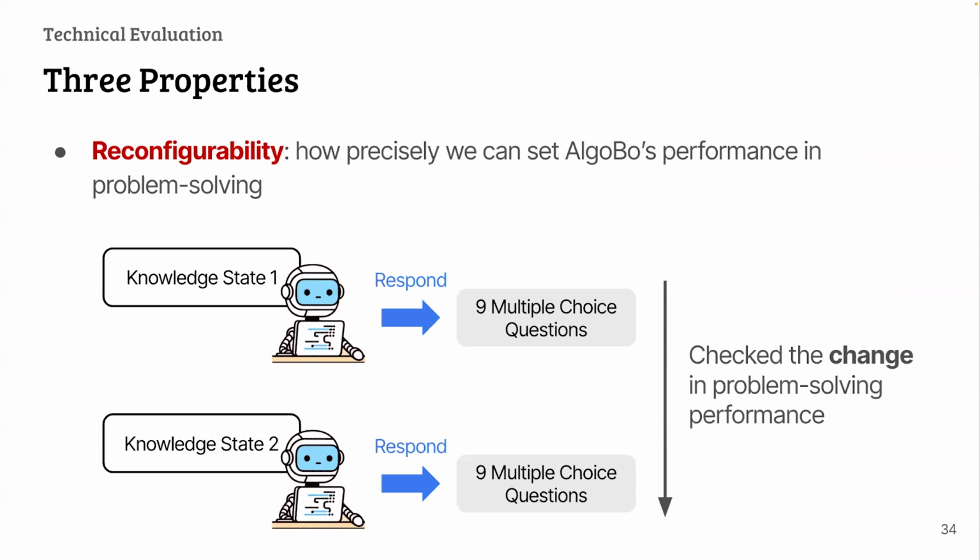We evaluated if the reflect-respond pipeline follows 3 desirable properties: reconfigurability, persistence, and adaptability. Reconfigurability refers to how precisely we can set AlgoBo's problem-solving performance using the knowledge state. To measure reconfigurability, we configured 4 versions of AlgoBo with different knowledge states and asked 9 multiple-choice questions on algorithms. And we observed how the performance changes across different knowledge states.